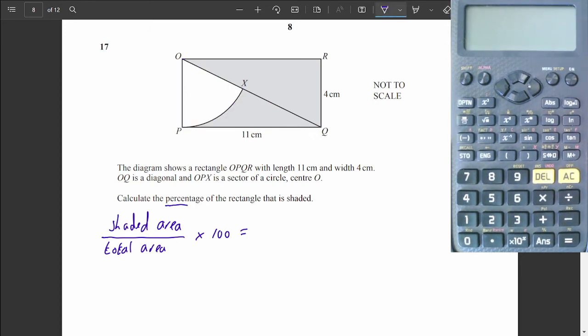We've got the side length there, which is also the radius of a circle, which is 4 centimeters, as the opposite side. And then to work out the area of a sector, we need this angle here. So that's the first thing we want to do. We want to work out that angle up there. So that angle forms part of a right angle triangle.